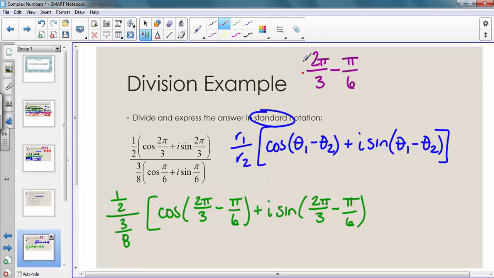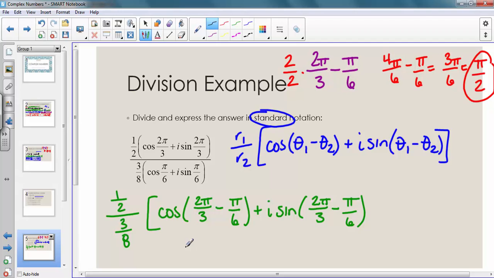So all I need to do is multiply this one by 2 on the numerator and denominator, and I'm going to get 4 pi over 6 minus pi over 6, which gives me 3 pi over 6, which of course simplifies to just pi over 2. So now I have 1/2 divided by 3/8, which simplifies to 4/3, times the cosine of pi over 2 plus I sine of pi over 2.